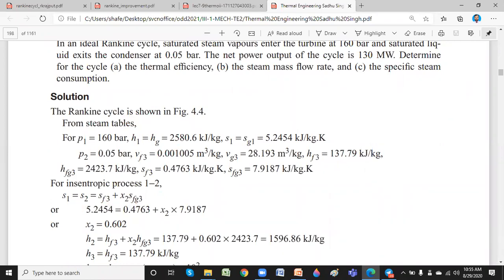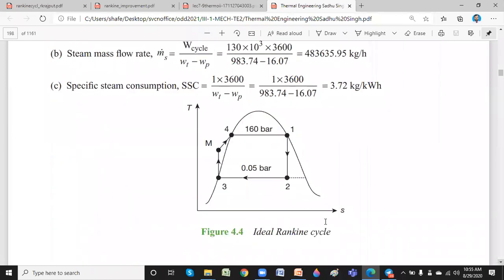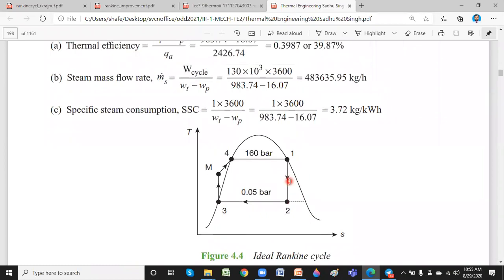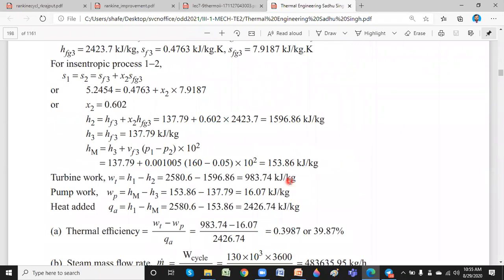In the diagram, if you see here, H2 is in wet condition. It is wet enthalpy. So for that I have to find the dryness fraction. I know the 1 to 2 process is an isentropic process, so S1 is equal to S2.